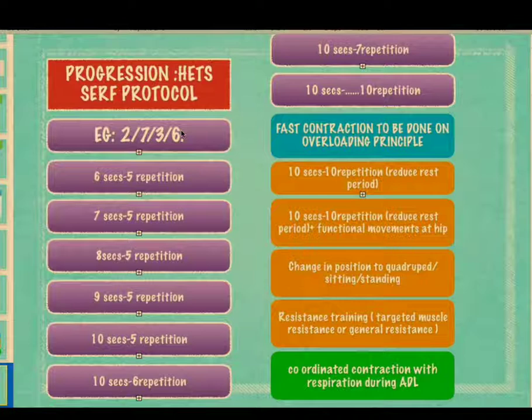Hett's progression. 6 seconds 5 repetitions, 7 seconds 5 repetitions, 8 seconds 5 repetitions, 9 seconds 5 repetitions, 10 seconds 5 repetitions, 10 seconds 6 repetitions, 10 seconds 7 repetitions, 10 seconds 10 repetitions. Then fast contraction to be done on the overload principle. 10 seconds 10 repetitions, reduce rest period.